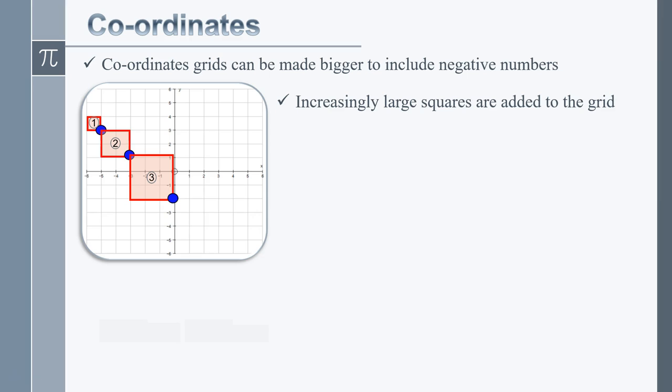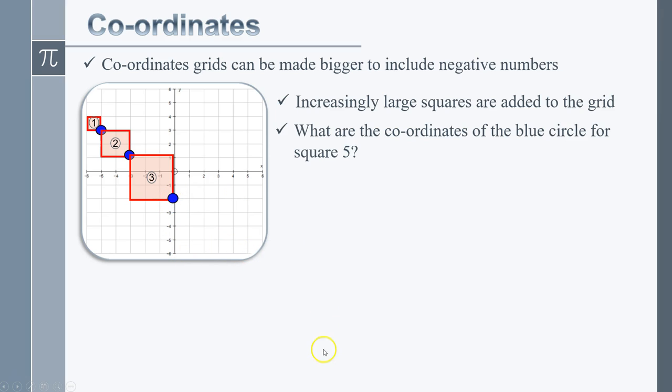Here's a question similar to what you might see on your test. We've got some squares being put on the grid: a square that's 1 unit, here's a 2 unit, and 3. And we've got these blue dots. The question is, what are the coordinates for the blue dot for square number 5? If we imagine adding another square down here, the 5th square would be right off the bottom. We're not going to draw it, we're going to think about the pattern and how far we move across and down from each blue dot.